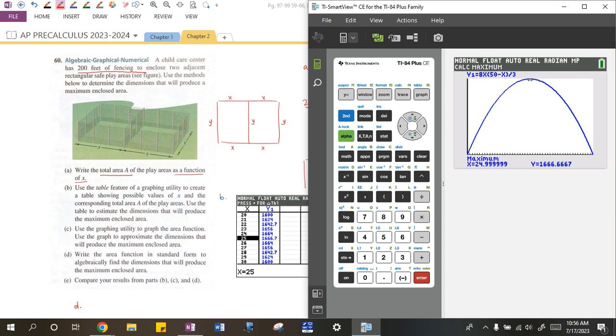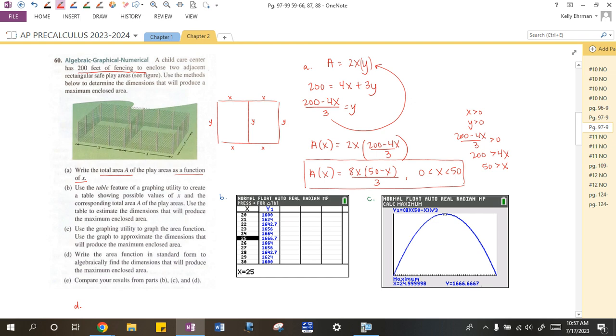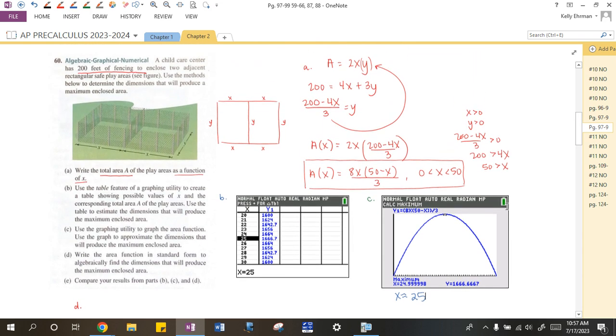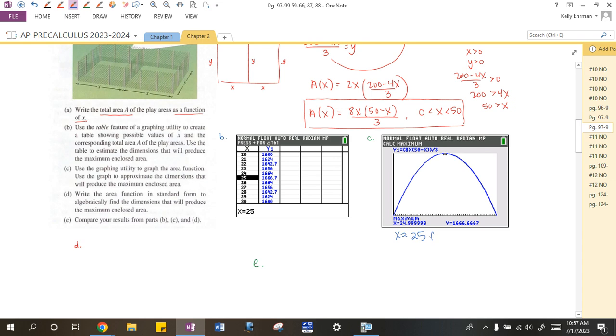Okay, so this is showing me that, and I've got a screenshot of this, if the x dimension is 25, oops, I just wrote 52. If the x dimension is 25 feet, we'll get a max area. Remember, this y is not the y dimension. This is really the area. This is A of x.